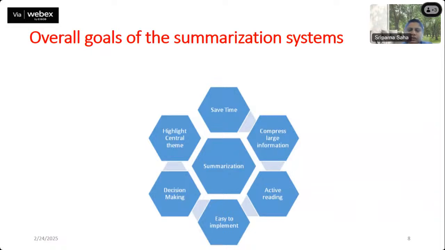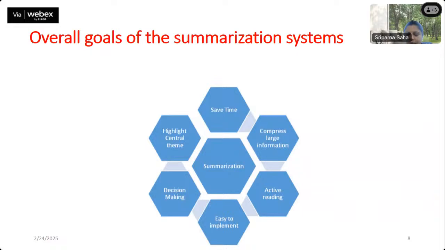There are several goals of summarization systems. Summarization systems can save the time of the users, because now you need to only read the summary and you will get an understanding of the entire event. You do not have to go through the entire document. It will also compress the large information, so you need not go through the large information present in the long document. This will help in compressing the large information. It will also help in active reading.